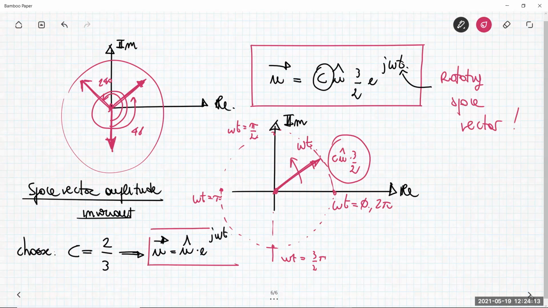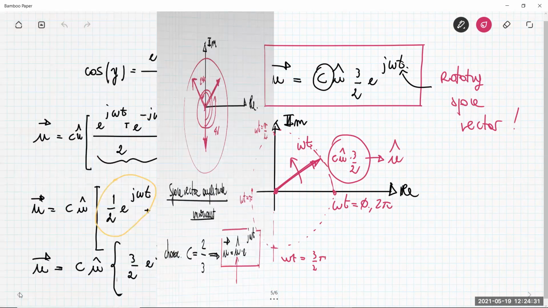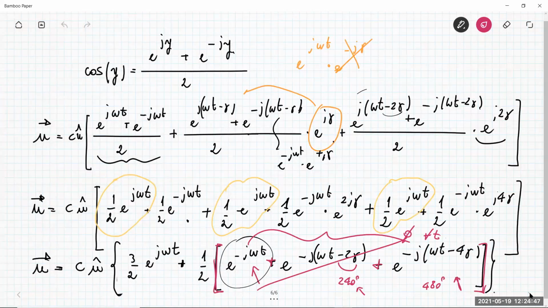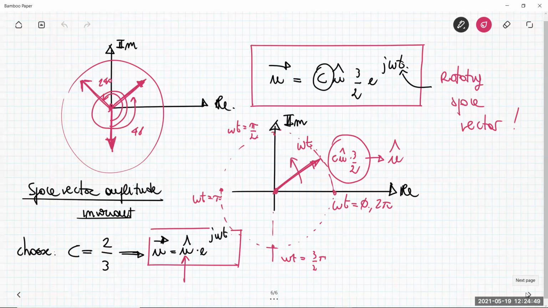Why is this selection called space vector amplitude invariant? Because the amplitude, the magnitude of this space vector, is u hat, which is the same amplitude as the three-phase variables we had at the beginning. So this means that we are not changing the magnitude of the variables. This is the space vector amplitude invariant selection for C. And this is the choice I will use from now on.